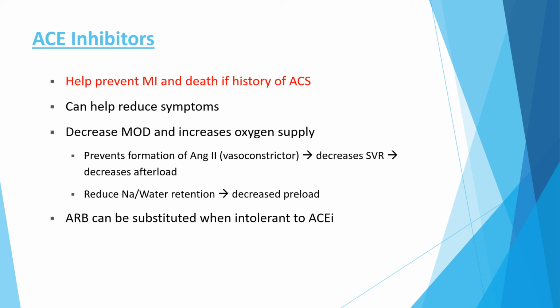The last medication are our ACE inhibitors. They're not necessarily anti-angina medication, although they do help with symptoms by decreasing your oxygen demand and increasing your oxygen supply. But the reason that these agents are used in our ischemic heart disease population is because they help prevent MI and death and remodeling of the heart after an acute event. And just remember that ARBs can always be substituted whenever a patient is intolerant to an ACE inhibitor.